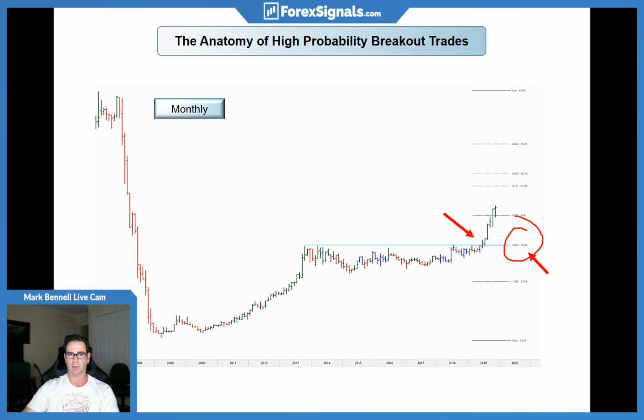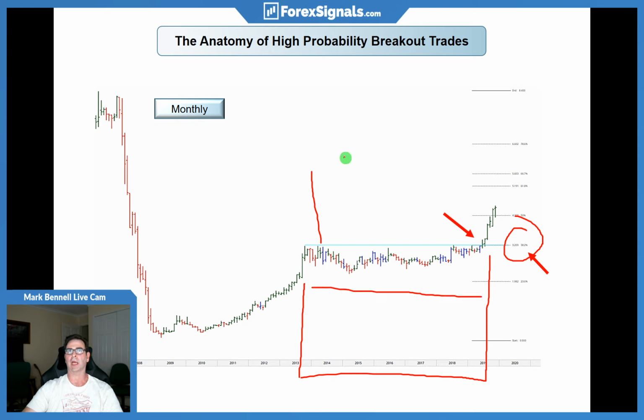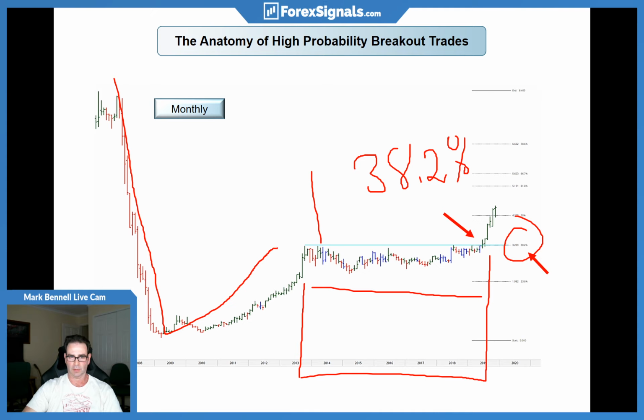In this one, what are we talking, 2013? 2019? For 6 years, it's respecting the 38.2. Right, the very first retracement level out of a big push. And not only that, it's to the cent.